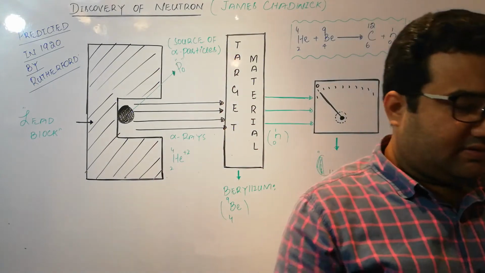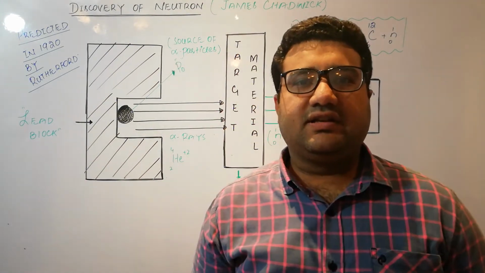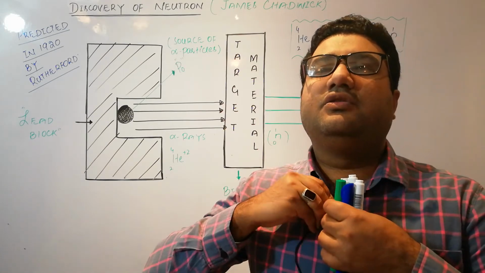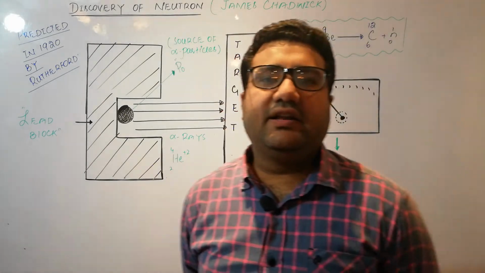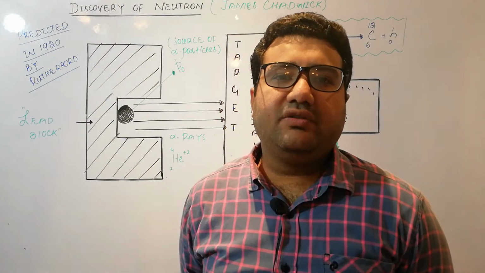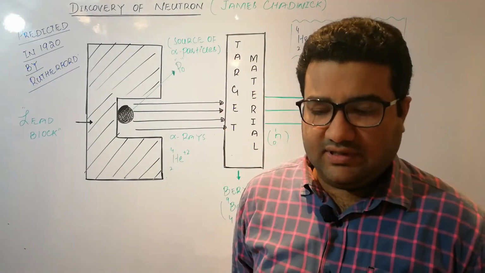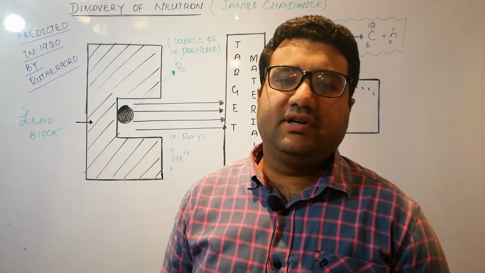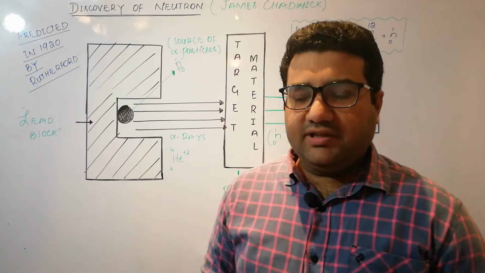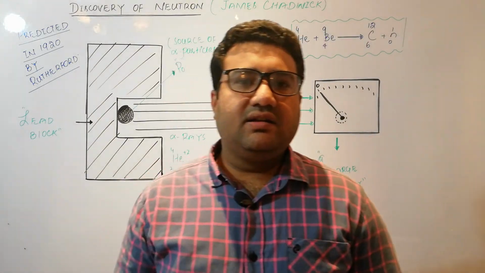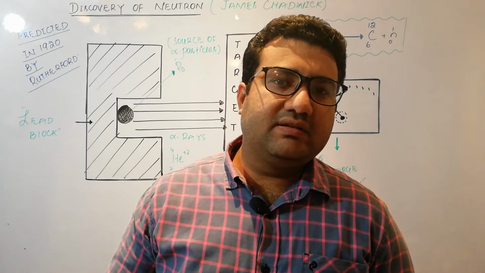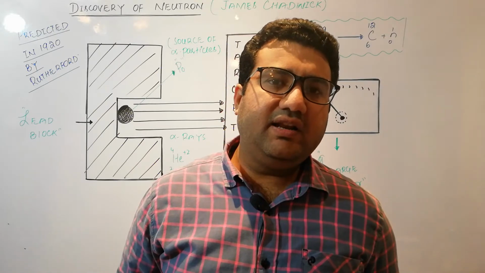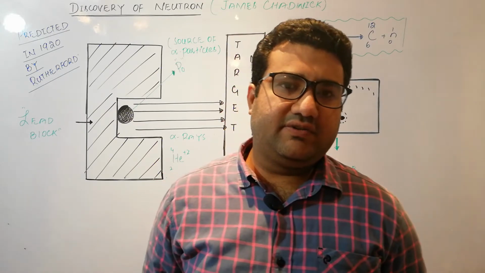Welcome everyone, and today the topic of our discussion is the discovery of the neutron. You know that the proton was discovered in 1886 and the electron was discovered in 1897. Until 1897, most of the properties of electrons and protons had been discussed. But there was a problem: the mass numbers of the elements could never be justified until a new particle was discovered.